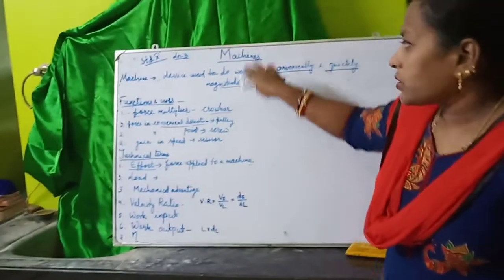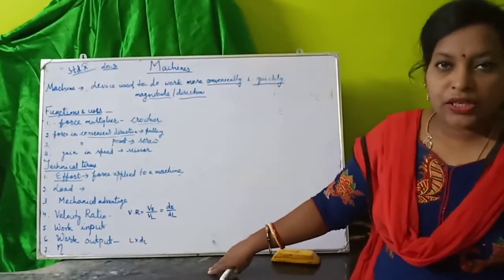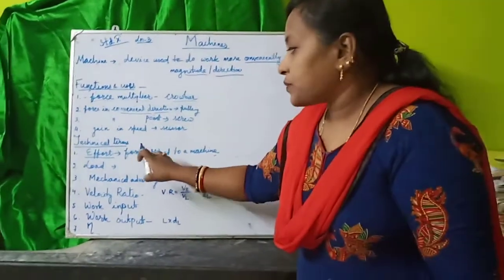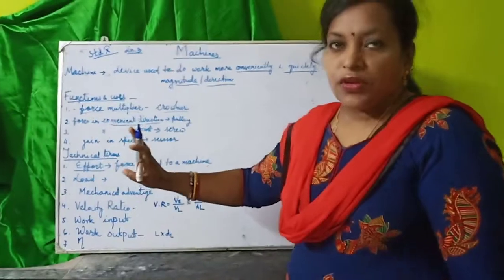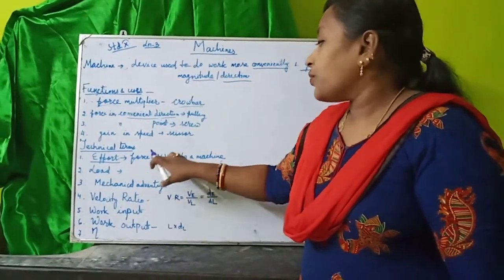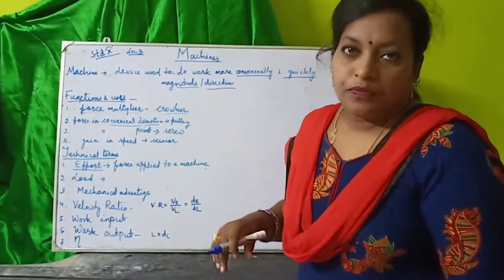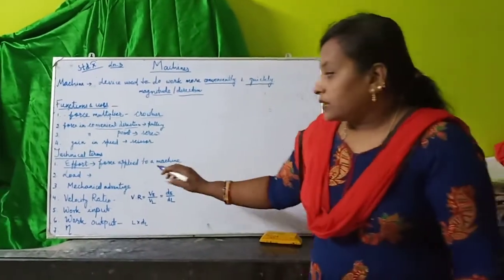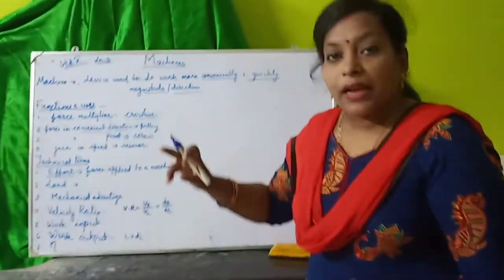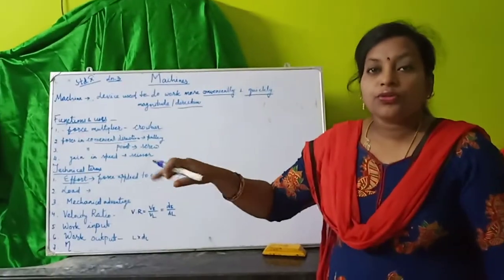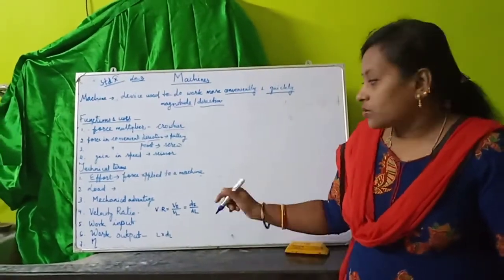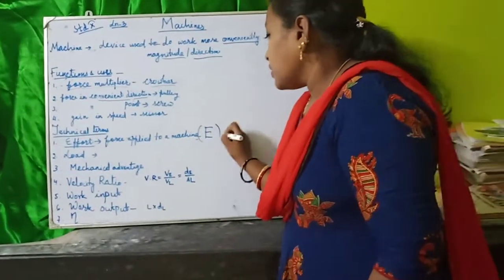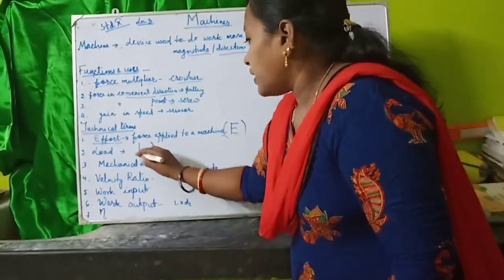Next, before going into detail about machines, we should know certain related terms that are known as technical terms. First one is effort. What is effort? It is the force applied to a machine. Then what is load? It is the force applied by the machine to do our work. That is known as load. Effort is denoted as E. Load is denoted as L.